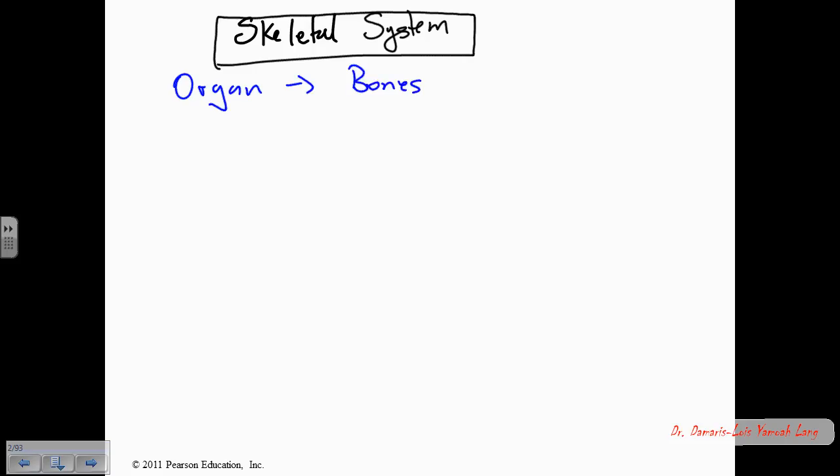Bones, and the tissues of the bones, we have two types, what we call spongy and compact bone tissues.